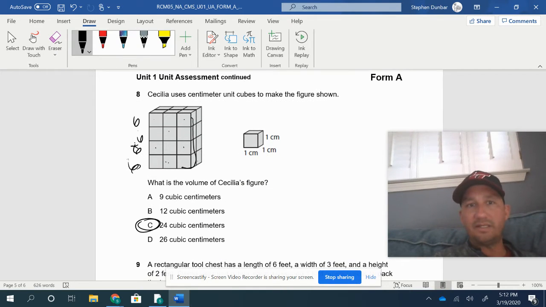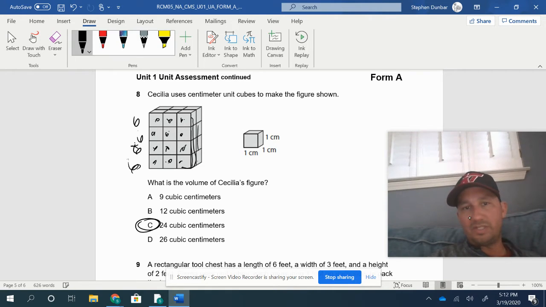Okay. Cecilia is using centimeter cubes to make the figure shown. One way that I showed this was you have 1, 2, 3, 4, 5, 6, 7, 8, 9, 10, 11, 12 on the front. And then since there are two stacks going back to back, you've got 12 plus another 12 is 24. Another way to look at it is layers building up, which is probably a better way. You have 1, 2, 3, and then a second set back there, so it's another 3, that's the 6 here. So 6 in this layer, 6 in this layer, 6 in this layer, 6 in this layer, 24 cubic centimeters.